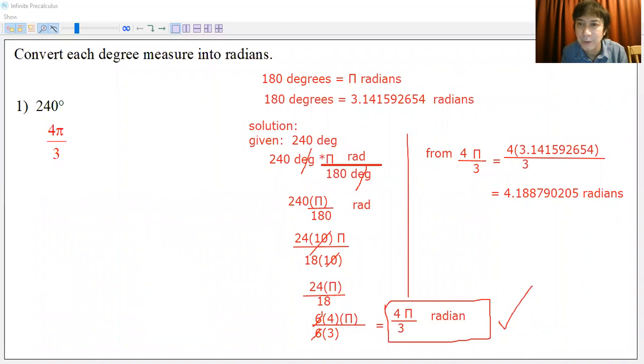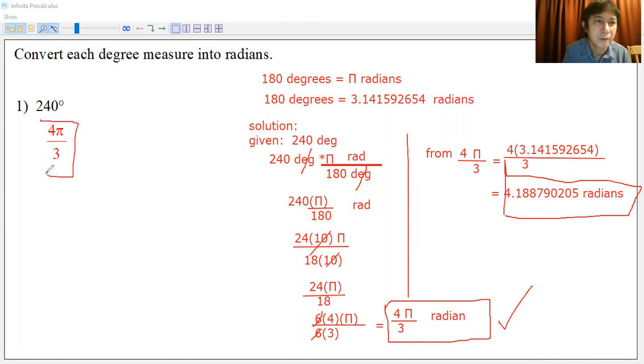So I just demonstrated how you can get the answer in decimals. It's 4.188790205 radians, accurate to 9 decimal places. If you want it in decimals, you can use the actual value of pi, which is 3.141592654. The computer's answer is over here, which matches our answer. All right, so that should be for our first number.